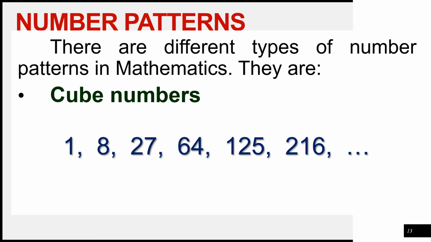We have 1 times 1 times 1 equals 1. 2 times 2 times 2 equals 8. 3 times 3 times 3 equals 27. 4 times 4 times 4 equals 64. 5 times 5 times 5 equals 125. And 6 times 6 times 6 equals 216. And so on.